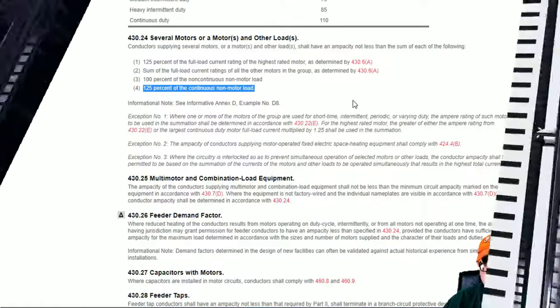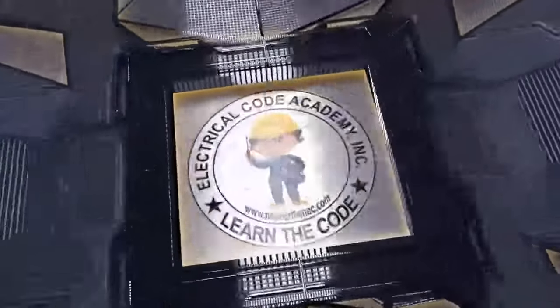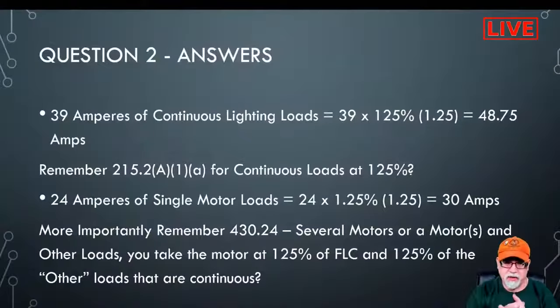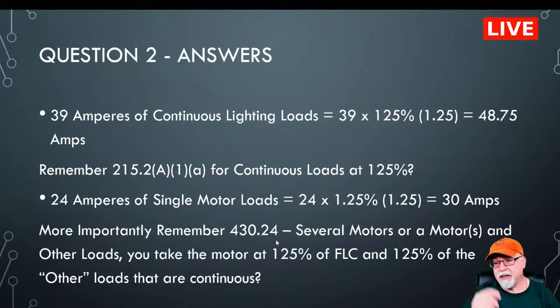So let's go back. And that's where we're getting that allowance for the exam question. So here you see we did that. We took the motor at 125% of FLC, and 125% of the other loads that are continuous. Now, what's the answer? Well, I didn't put it on the screen because I wanted you to work it out. And what is the answer?